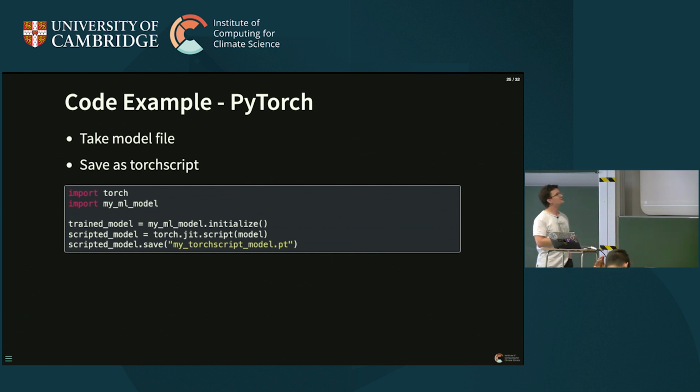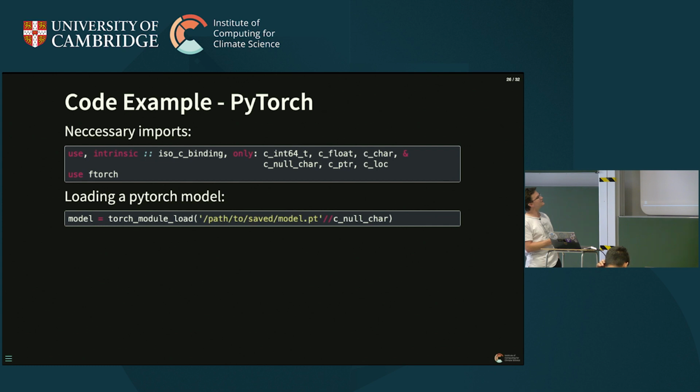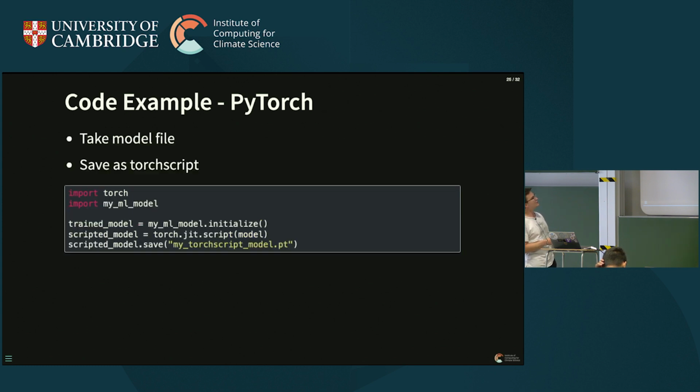You do this, assuming you've got a trained model, by initializing it, which is the process of loading those saved weights in. You then run a function that's already within Torch. Torch JIT script converts the module to Torch script, and then you just save it like you would anything else in Python, out as a torchscript.pt.